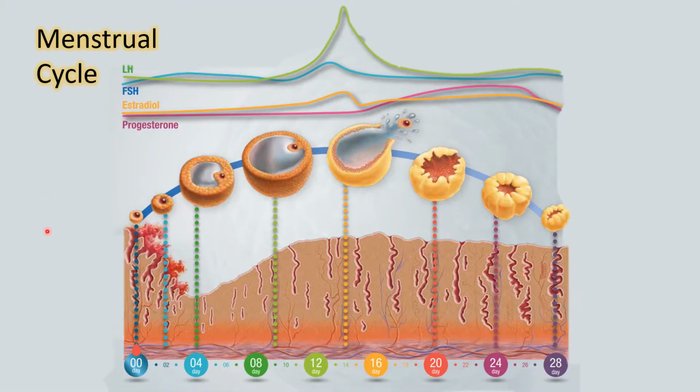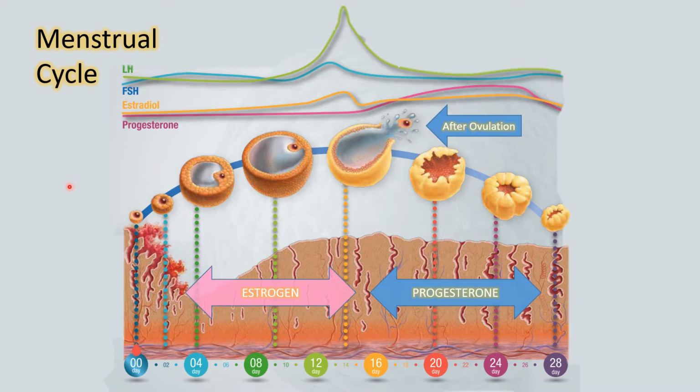This is the typical 28-day menstrual cycle. The menstrual cycle can be divided into two halves. In the first half, the estrogen is responsible for the womb lining's growth. In the second half, the progesterone takes over and makes sure the lining is suitable for implantation.